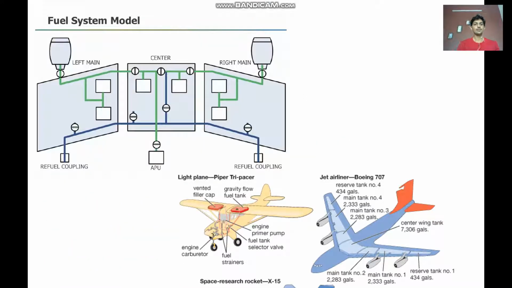Now, when we look at this slide, on the top left corner we can see a fuel system model, which is a very generic type of fuel system. It has one tank on the left side of the wing and one tank on the right side of the wing, with two engines here. So it's a twin engine aircraft. Then we have one more tank at the center, which is called the central tank, and which is also connected to the APU.